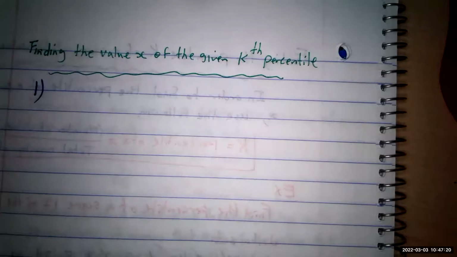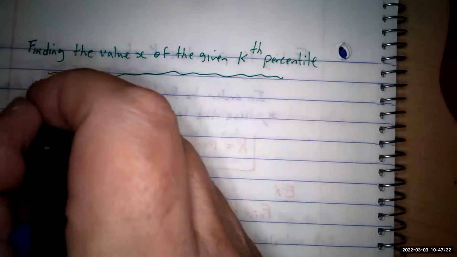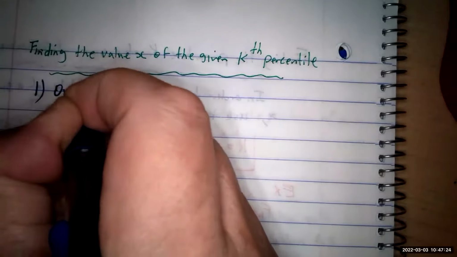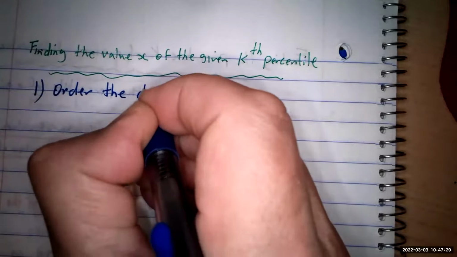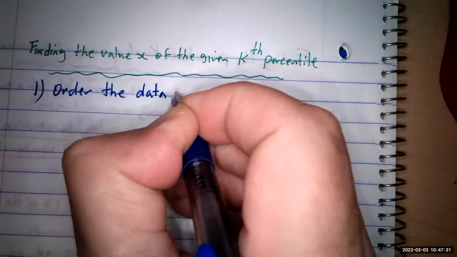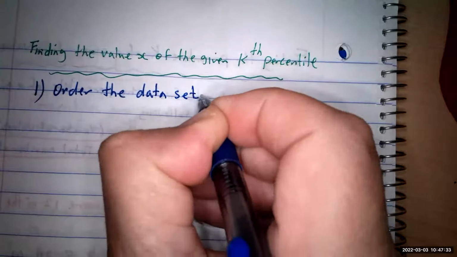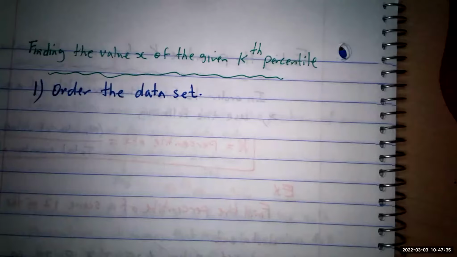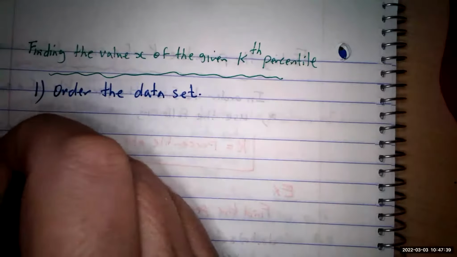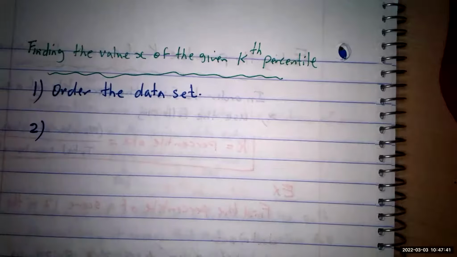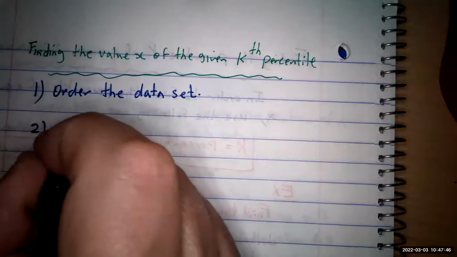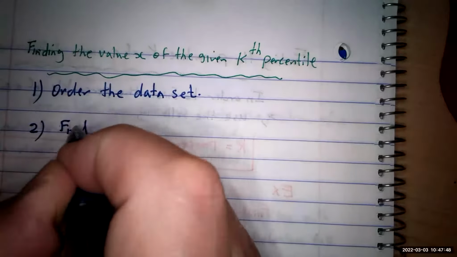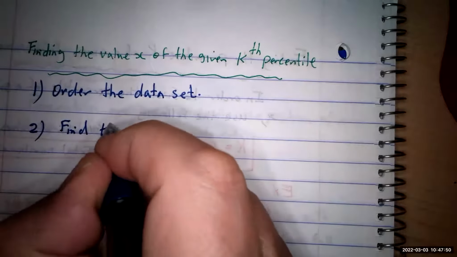First, as usual, you have to order the data set, from the smaller one to the bigger one. Now the big part is number two: you have to find the location of the value.